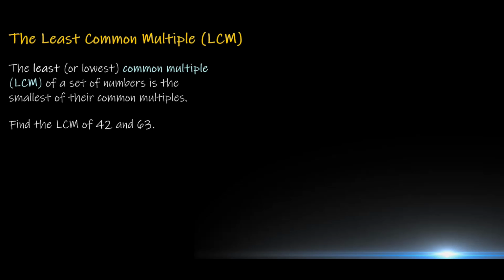In this video, I'm going to be showing you how to work out the least common multiple, known as LCM, of any set of numbers using prime factors. The least or lowest common multiple of a set of numbers is the smallest of their common multiples. So let's find the LCM of 42 and 63.